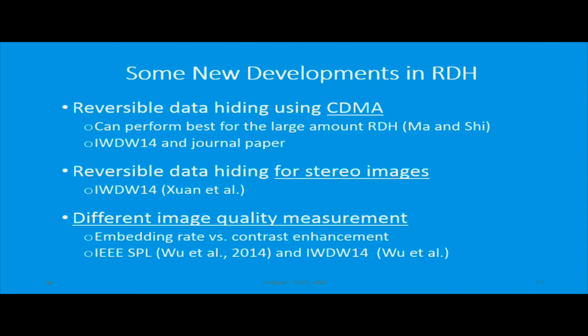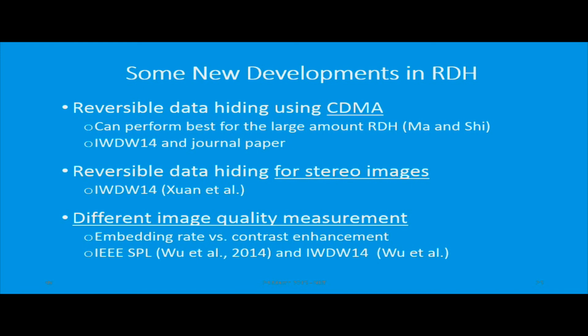Then I will talk very briefly about some new developments in reversible data hiding. One work uses CDMA, and we can prove that we achieve the best performance when the embedding rate is really high. In the previous work I just showed, the algorithm achieves the best performance for a relatively low embedding rate. The second point is a work on stereo images, where you can transmit only one image, say the right image, and the left-hand side image is hidden inside the right image. That can have applications in remote education or remote medicine.